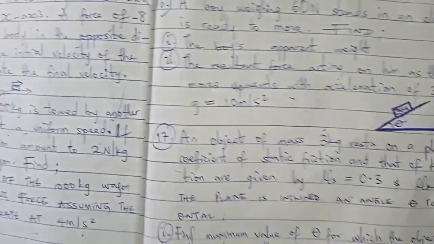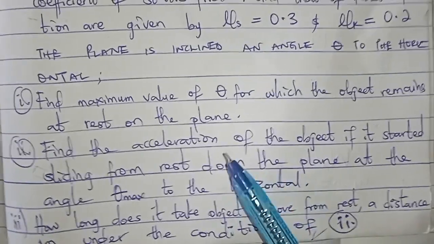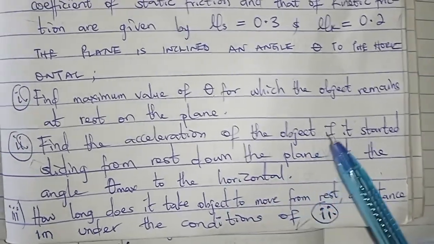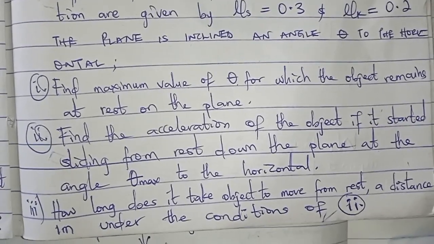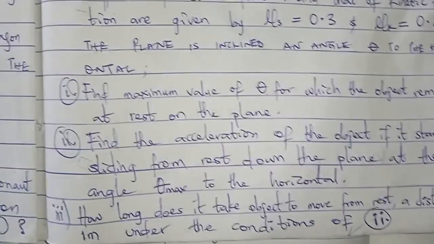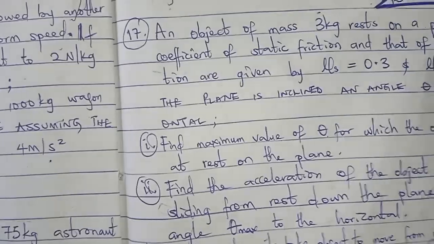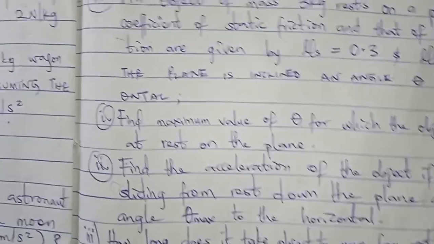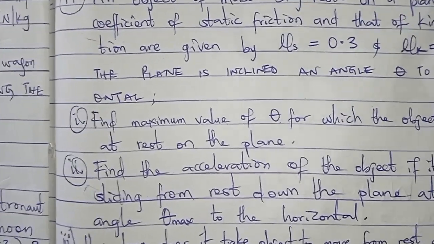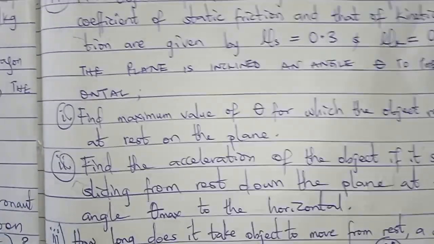Okay. Now the next part says find the acceleration of the object if it started sliding from rest down the plane at an angle theta max to the horizontal. So theta max is 17 degrees. That is the part we want to do now.